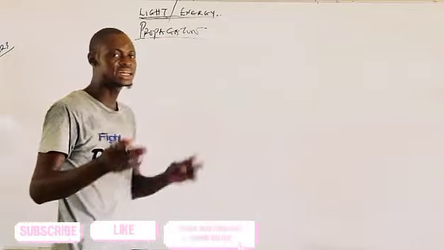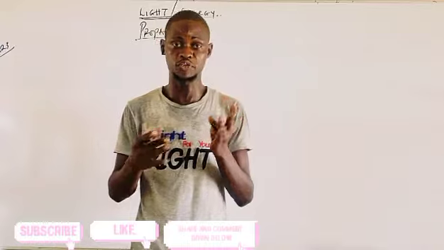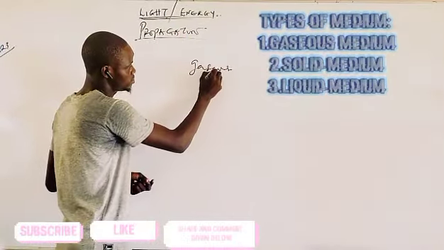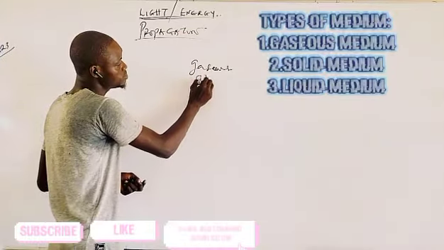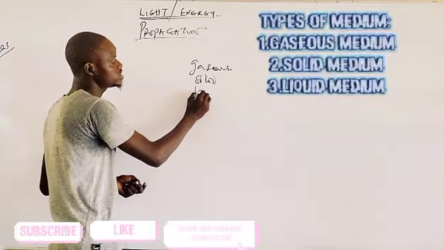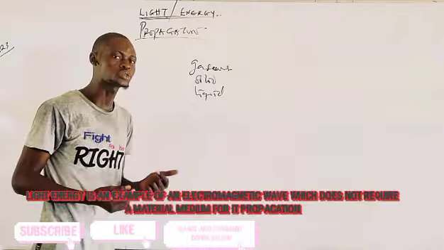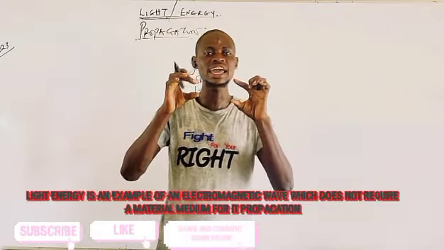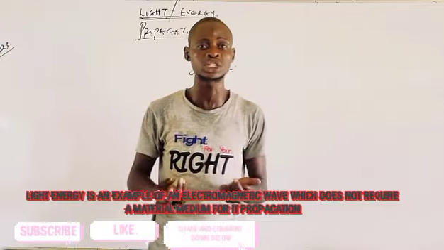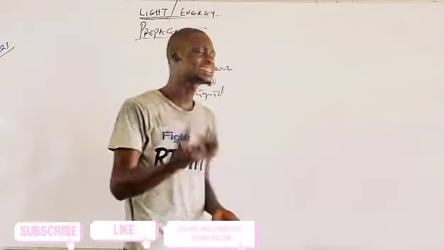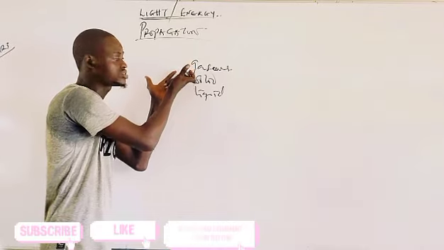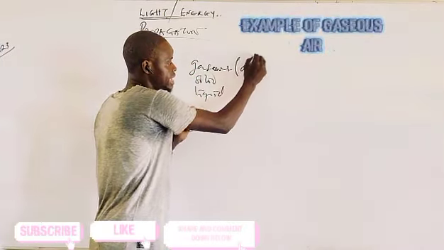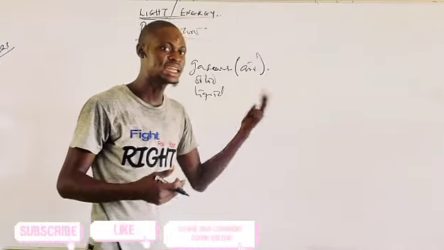In physics, there are three different kinds of medium that we might have. We can have a gaseous medium, we can have a solid medium, we can have a liquid medium. Light energy, as you also know, is an example of an electromagnetic wave which does not require a material medium for its propagation. What it simply means is that light can travel in a gas, it can travel in a solid, it can travel in a liquid. An example of a gas is air.